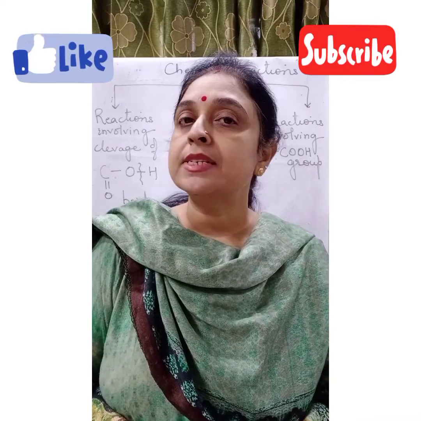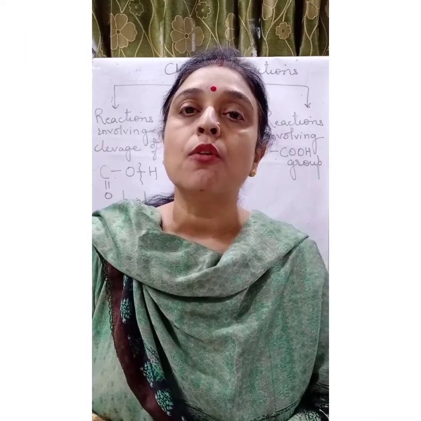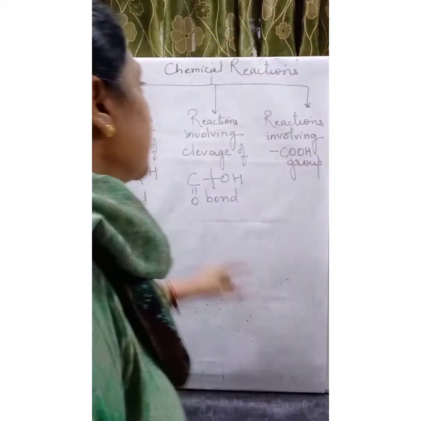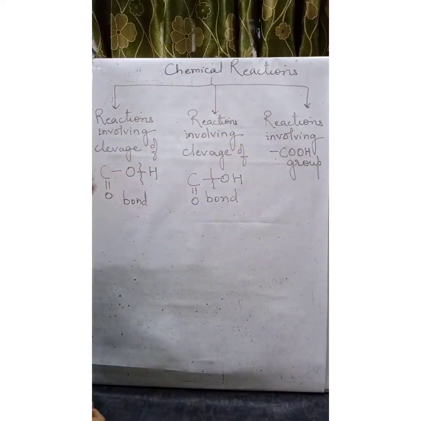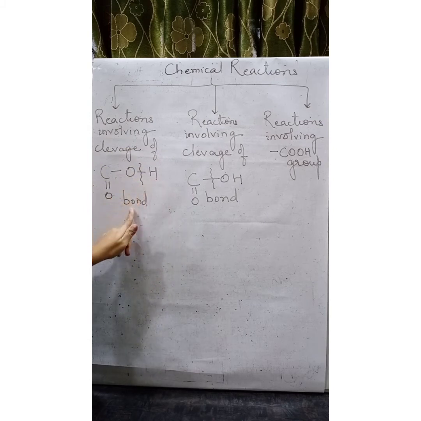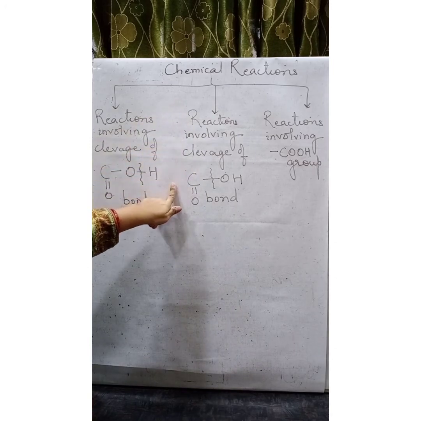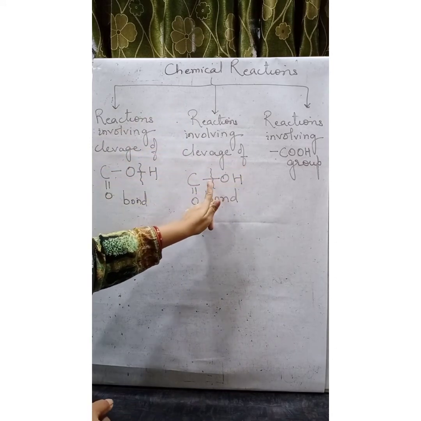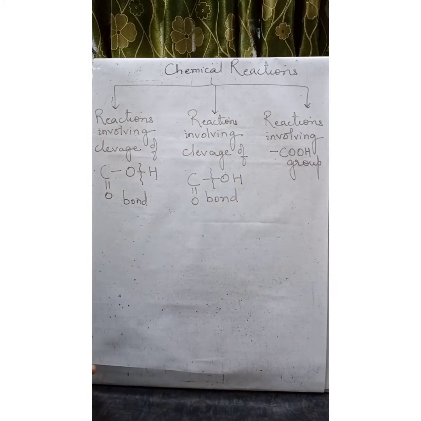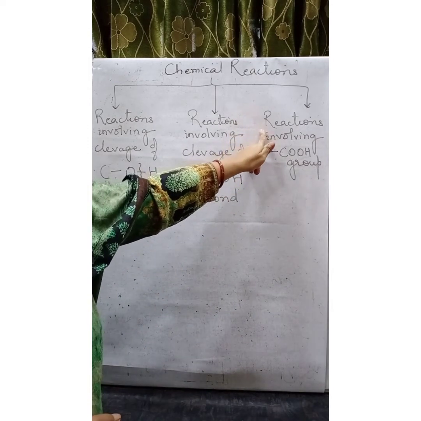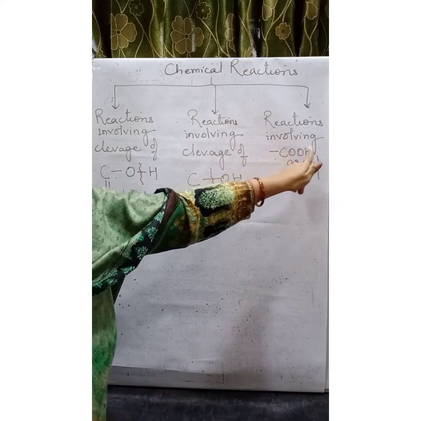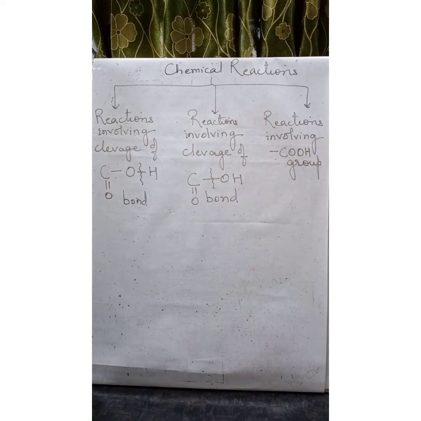In this video, we will discuss the chemical reactions of carboxylic acid. The chemical reaction of carboxylic acid takes place in three different ways. First one is the reaction involving the cleavage of the O-H bond in the carboxyl group. Second category involves the reactions with the cleavage of the C-OH bond. And the third one is reaction involving the whole COOH group. Let us discuss this one by one in detail.